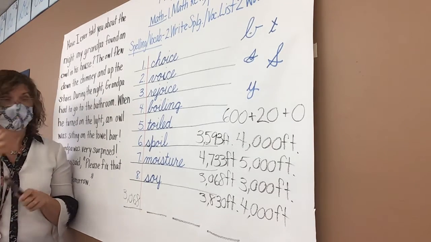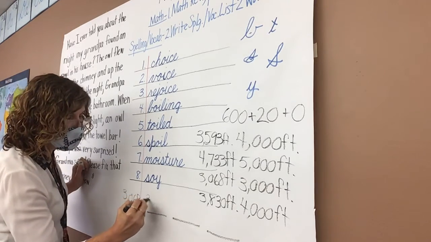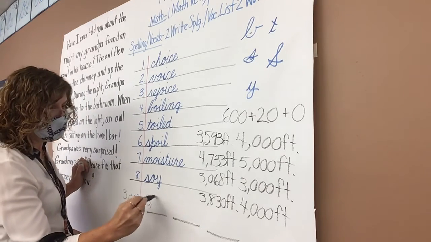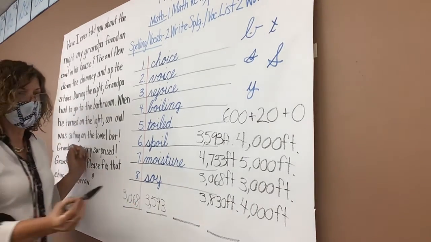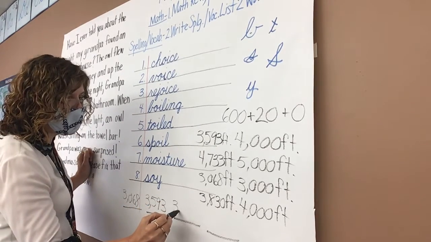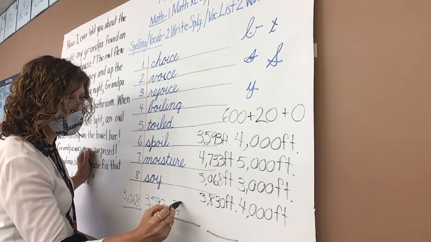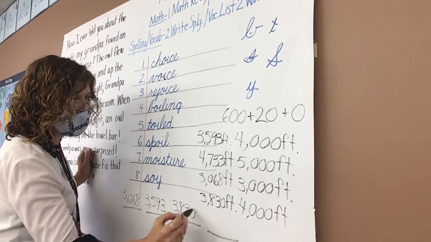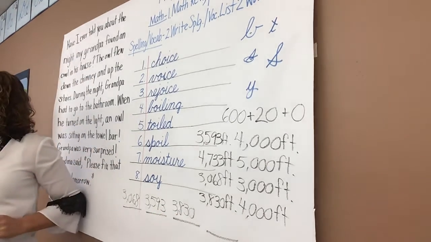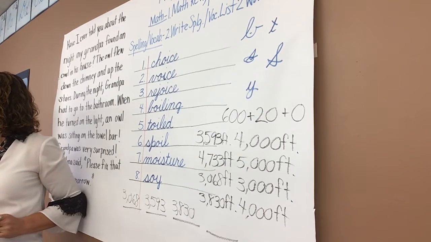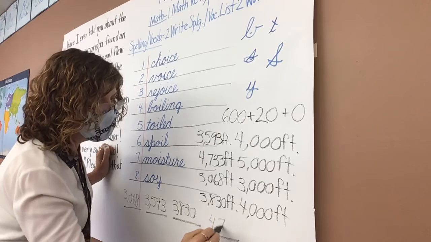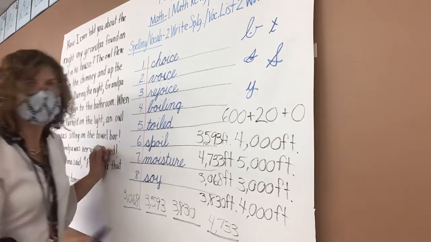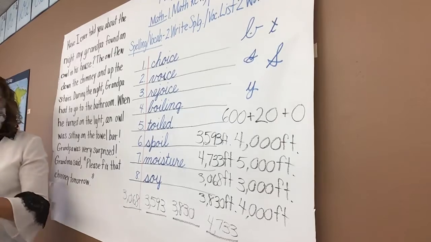Brennan, are you with me? You don't look like it. All right, so now we're going to do 3,000 what? 593. All right, and the next one is 3,000, not 300, 3,830. And the last one would be the one that has what? Speak up, come on. Everybody. The one with the 4,000. Very good. 4,733. That is the one you'll put last of all.